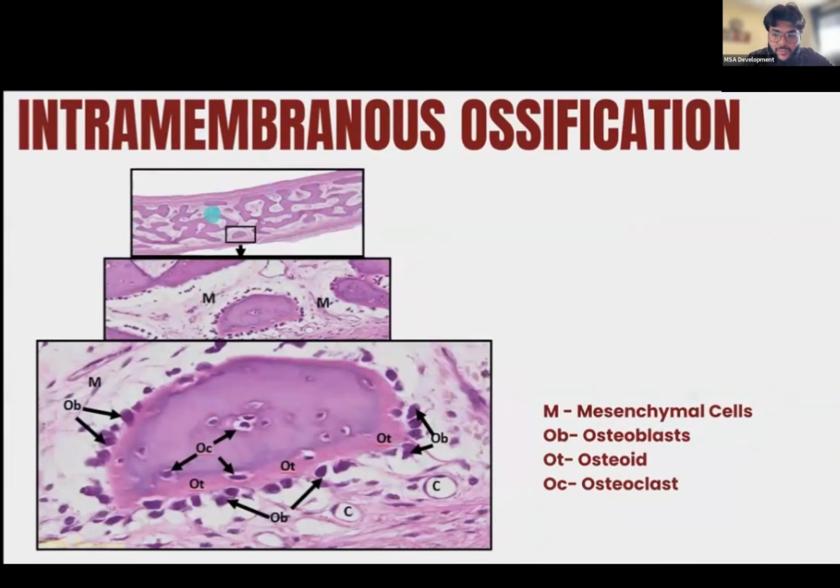Okay. Now, moving on to intramembranous ossification. So this is your second type of ossification, where the bone will directly form from the mesenchymal tissue and there's no cartilage template that is needed. So in your endochondral ossification, you needed a cartilage template upon which the bone is built. But over here, you have intramembranous ossification. There's no need for that cartilage, and there's direct formation of bone from the mesenchymal tissue.